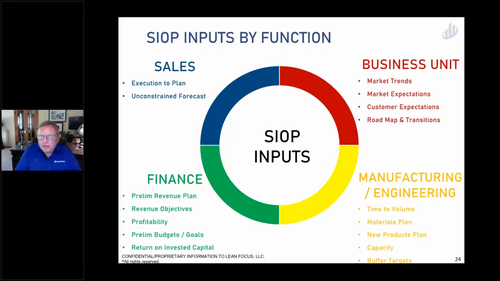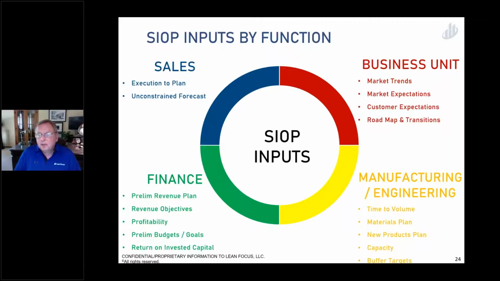In order to become effective in these processes, it requires a lot of valuable inputs that are meaningful and can be used. So you think about sales. It's not about what they're going to sell, but it's the unconstrained forecast based on what is possible. How do we execute the plan?